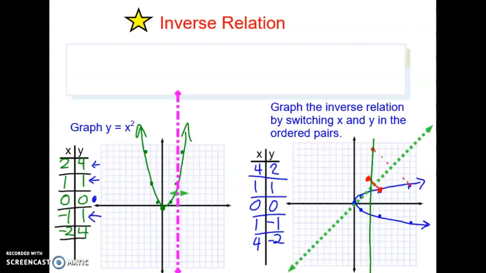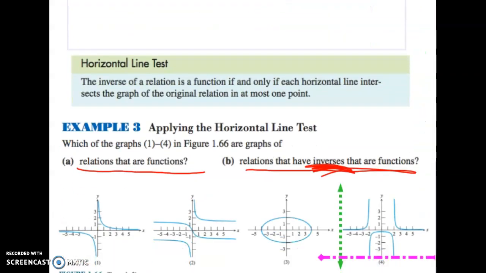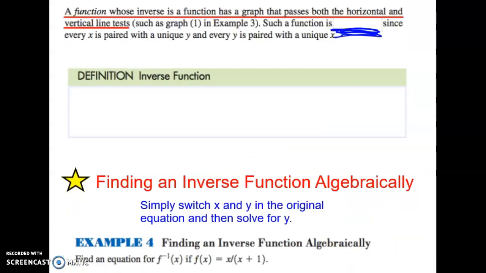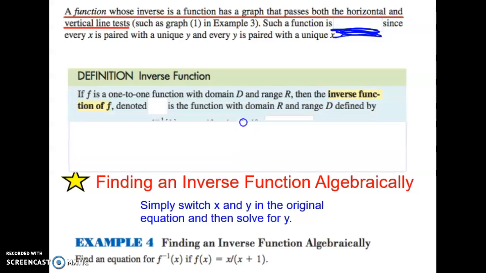So 1-to-1 means both the original is a function and the new, your inverse, is a function as well. So if I look back here at this one, number 1, that is 1-to-1 because the original was a function and the new one was a function. The other 3 fail in one of the places. Okay, so let's go here. So definition of an inverse function. Let's figure out what that is.